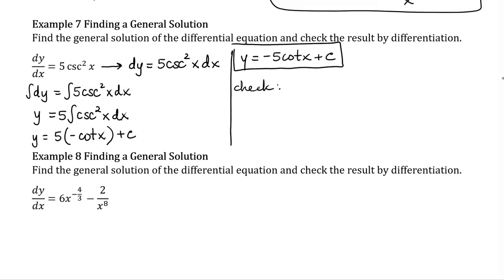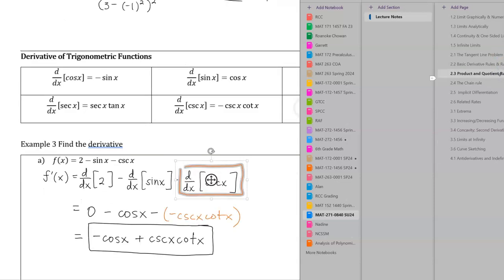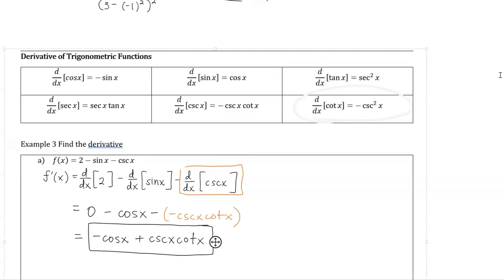So to check our answer, let's take the derivative of what we got. So we got y is equal to this, differentiating. That means that dy dx is equal to the derivative of negative 5 cotangent x plus c. Well, the negative 5 is a constant. We can pull it out and ignore it for now. The derivative of cotangent, we would need to look back to, I'm not 100% sure which lesson this is in. I think this is in 2.3. Yep, look at that. There we go.